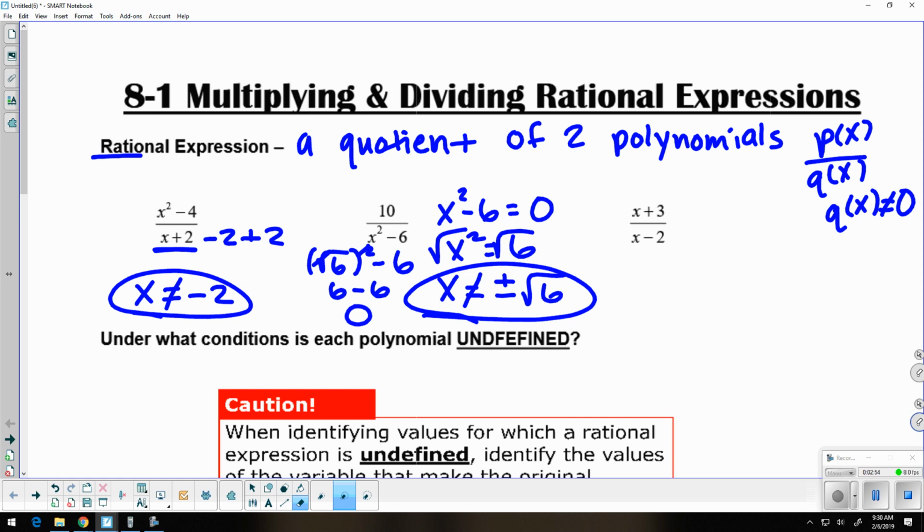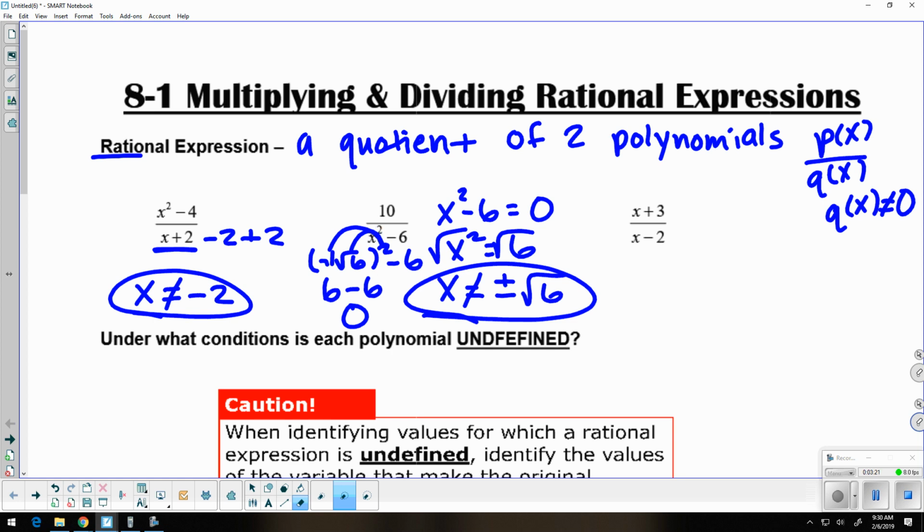Same thing if you plug in negative square root of 6. So if I have negative square root of 6, squared, minus 6. If I square a negative, I'm technically squaring a -1, and -1 squared is +1. The square root of 6 being squared is just 6 again. And once again, you get 0. So there's two values x cannot be. Those two values make it undefined.